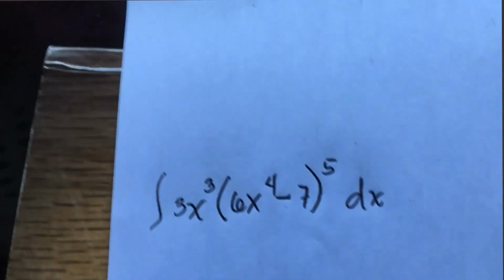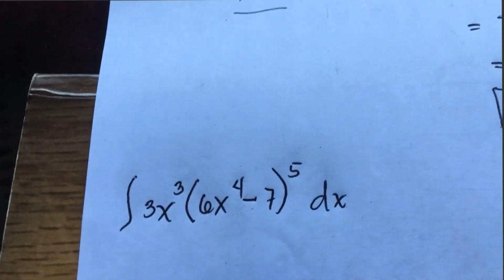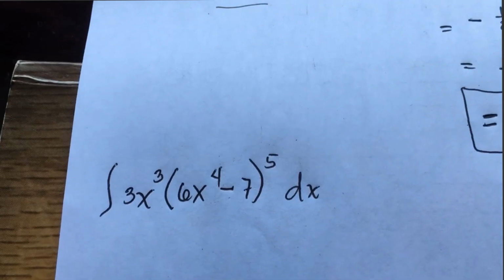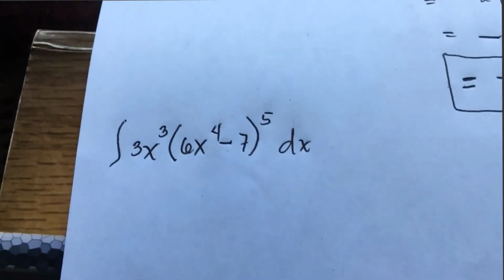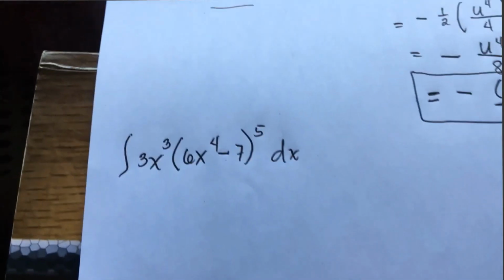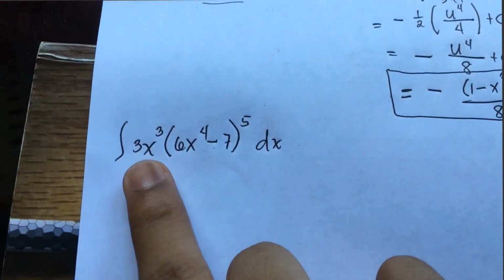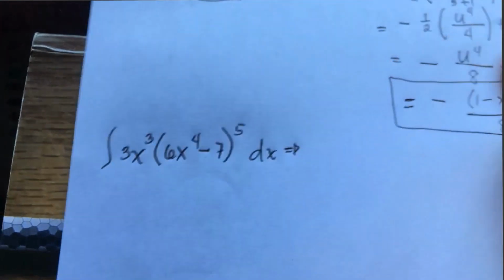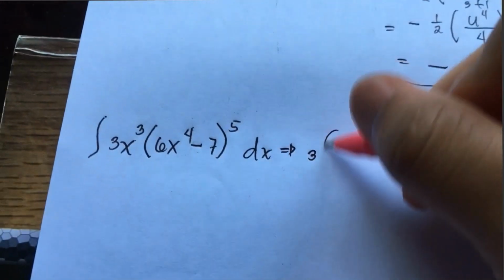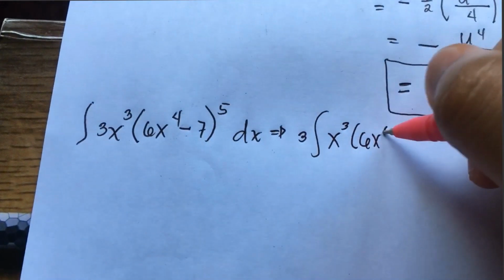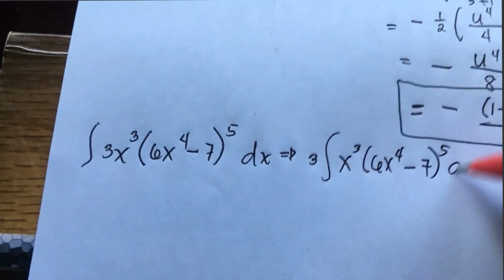We have our last example with a given 3x cubed (6x raised to 4 minus 7) raised to 5. So we are going to get the antiderivative of that one or the integration of that one. So we are going to use integration by substitution. So before anything else, we have here a constant of 3. So you are going to separate the 3. So 3 times the integral of x cubed (6x raised to 4 minus 7) raised to 5 dx.